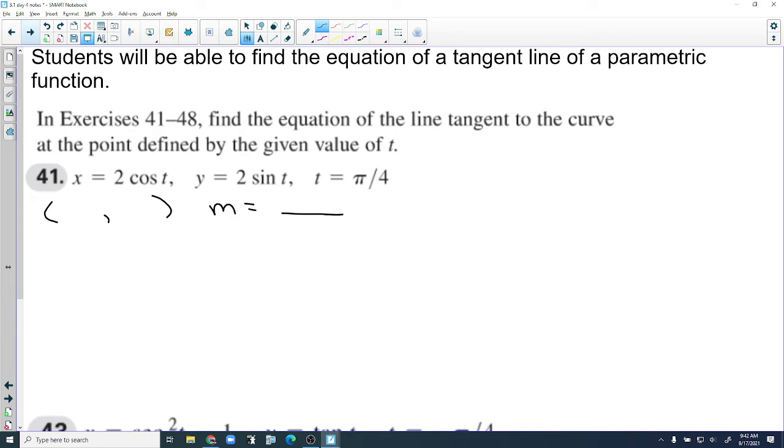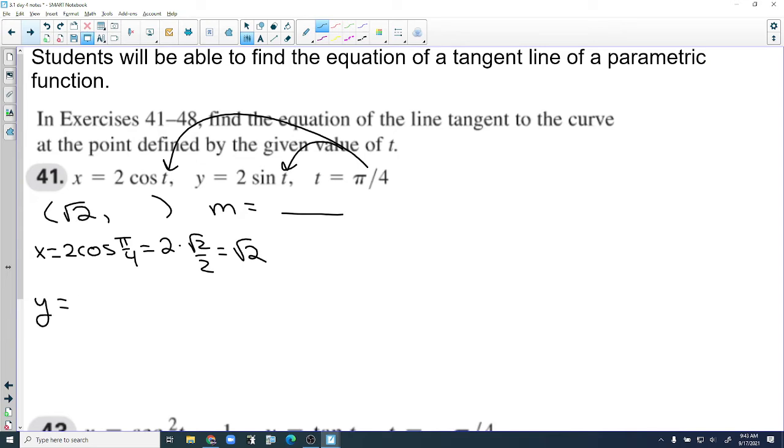Now to get the point, we're going to plug pi over 4 in for the t's to find x and y. So x is equal to 2 cosine of pi over 4. That's 2 times square root of 2 over 2. So square root of 2.